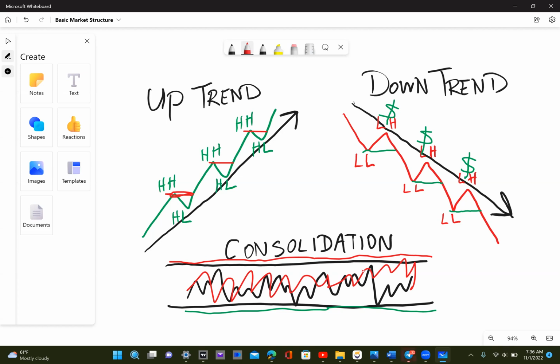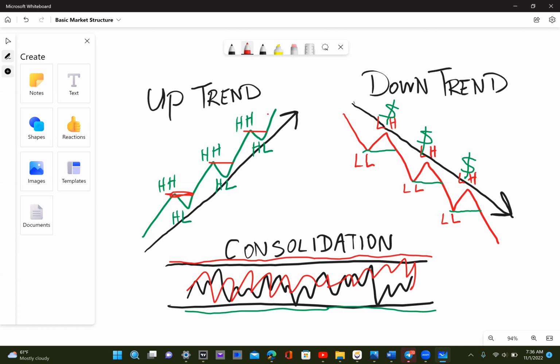They get caught up in this whipsaw consolidation, and then price is just going to take off in one direction. Or sometimes you might see it take off in one direction and go in the opposite direction, but we just wait for it. That's why knowing what direction the market is going in is crucial, because we only want to trade in the direction of market structure.